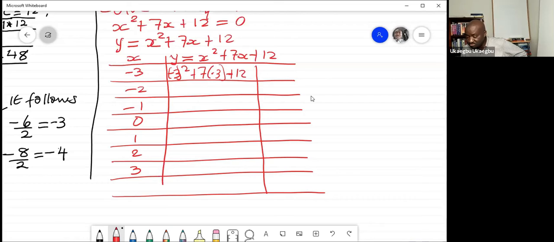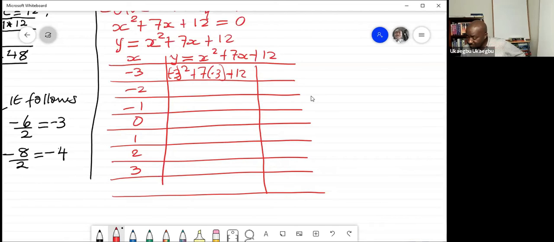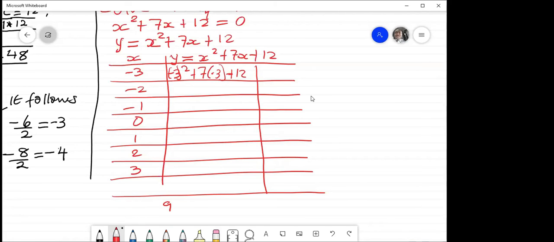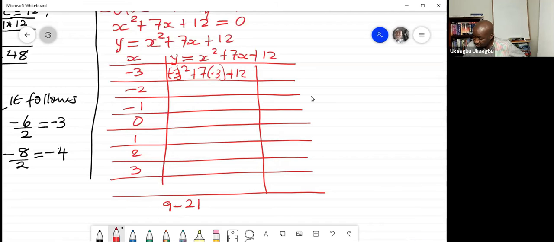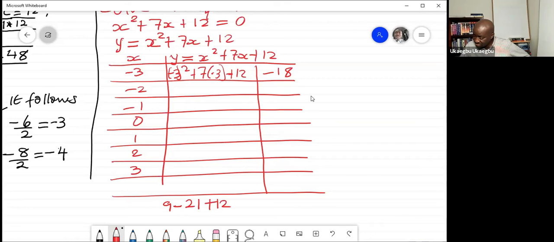-3 whole squared is what? -3 times -3. Isn't that 9? Okay, so we have 9. I'm going to write beside. We have 9. 7 times -3 is what? -21. 9 minus 21 plus 12. So what does that sum up to? Okay, -18. And then you repeat the same process.